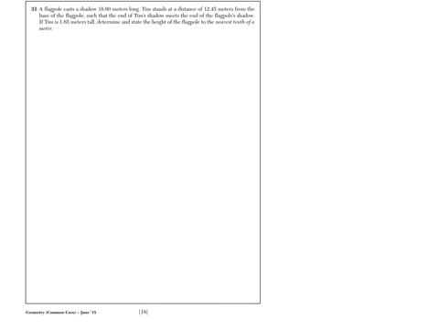Number 31. A flagpole casts a shadow of 16.60 meters long. So here's my flagpole and our shadow. That's 16.60 meters long. Tim stands at a distance of 12.45 meters from the base of the flagpole.